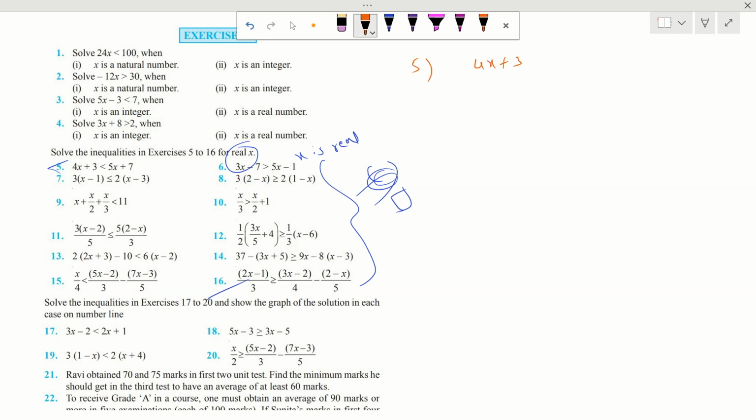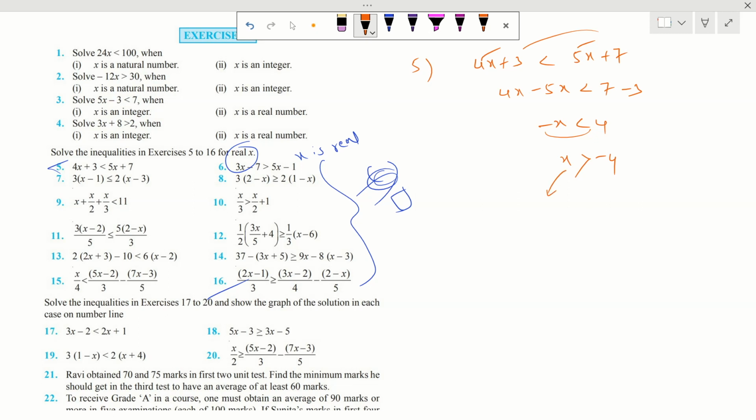So 4x plus 3 is less than 5x plus 7, right? The x terms I am taking to one side, then it is 4x minus 5x, and less than, the 3 I am taking to this side, then it is 7 minus 3. Then here minus x is less than 7 minus 3, which is 4, right? To make it positive, if we take the negative to this side, the symbol becomes greater than, then x is greater than minus 4. x is greater than minus 4. And here we can write the solution of x greater than minus 4.